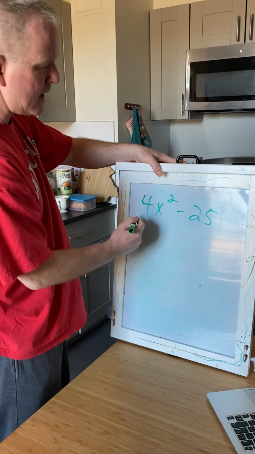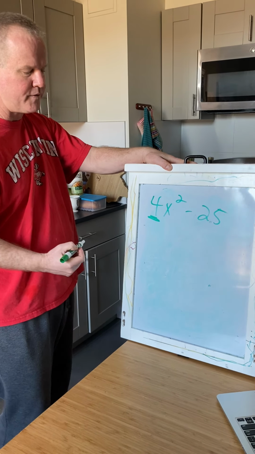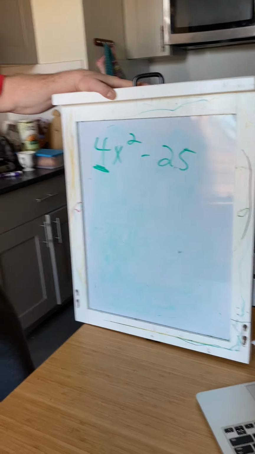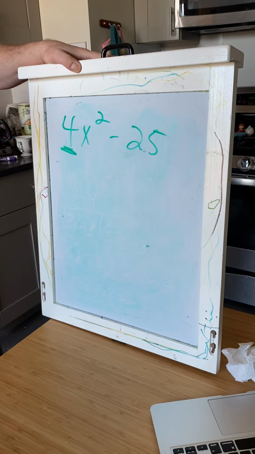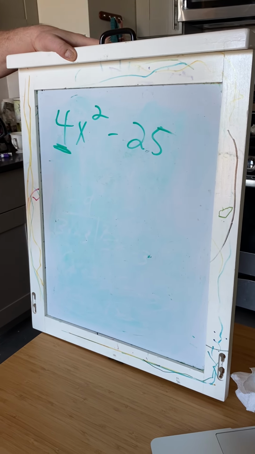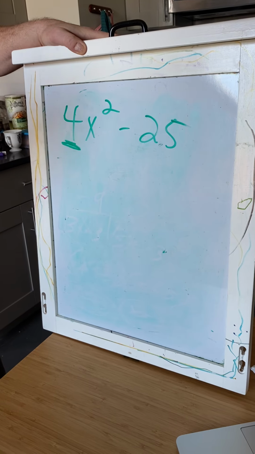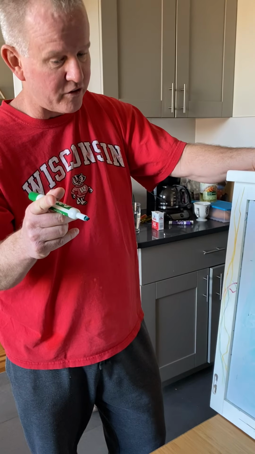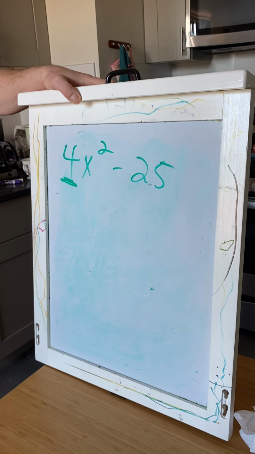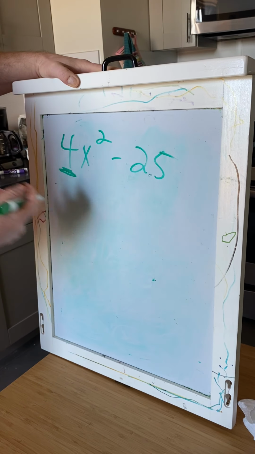Right? Now, we have a coefficient that's larger than 1 in front of the quadratic term. That's a special case. When you have a coefficient larger than 1 in front of the quadratic, that means you have to take the GCF.